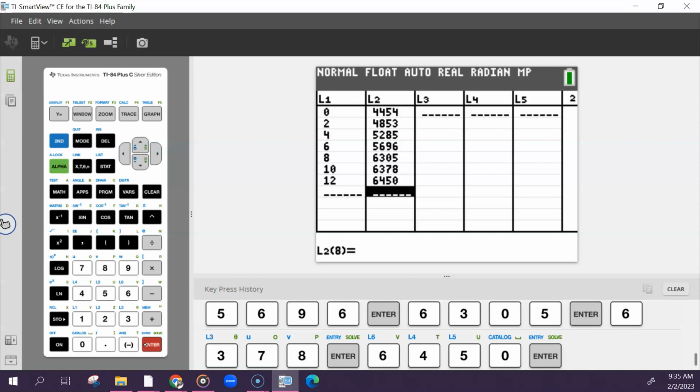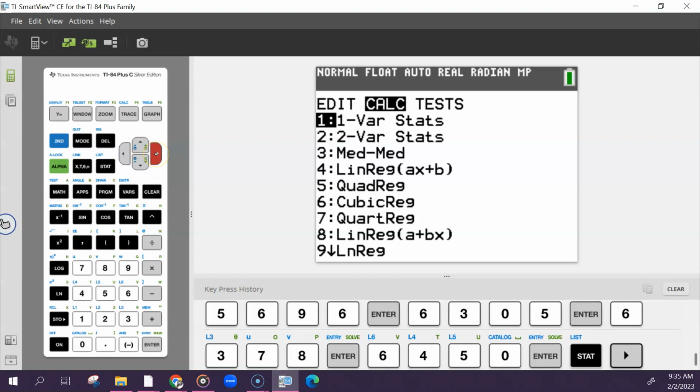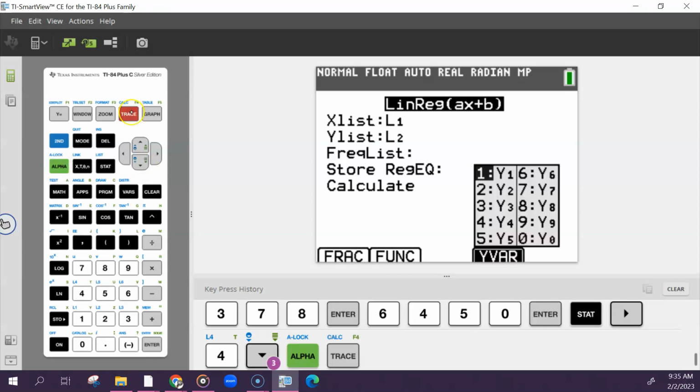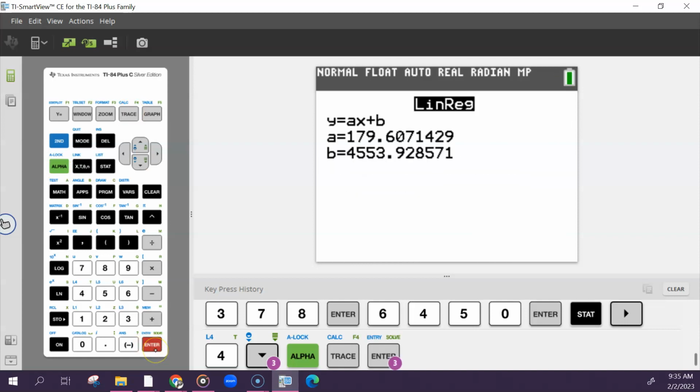Again, if you're using the calculator, you can go back to stat, scroll over to calculate, down to number 4, hit enter, or just hit 4. These should be the same because we didn't change them. But go down and store the regression equation, alpha trace, whichever one you want, and enter until it changes.